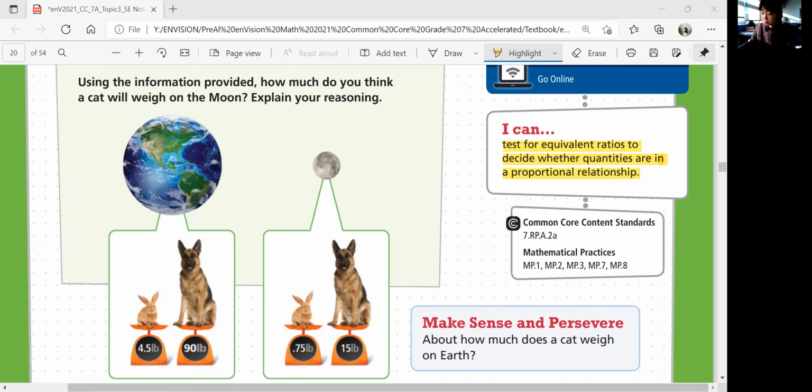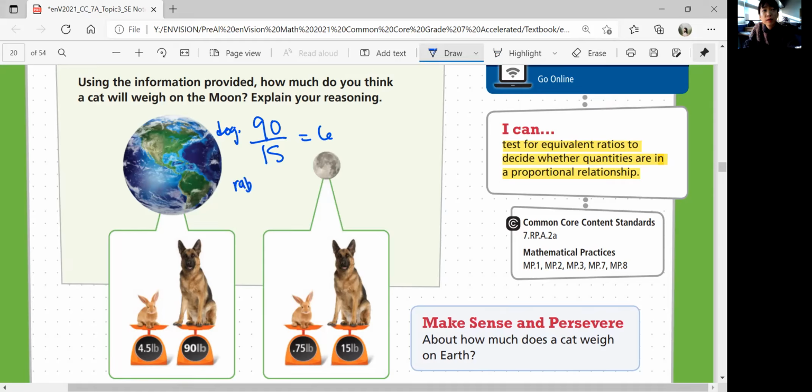Okay, so first let's figure out the proportions that we see. Dog is 90 to 15. Okay, Earth versus 15, the moon, that is dog. So if you divide 90 by 15, you get 6. Okay, 6 times 15 is 90.